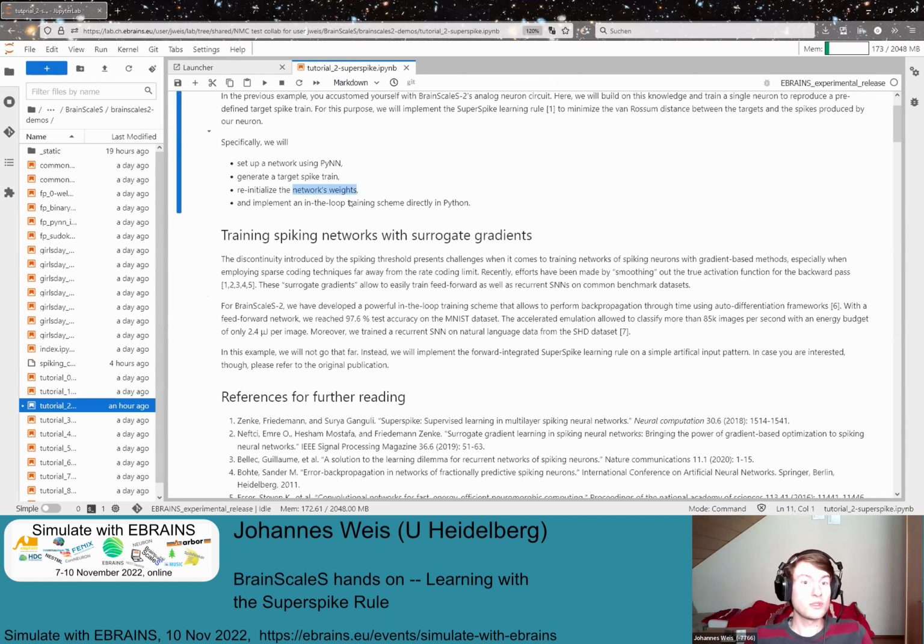It will not reproduce the exact same membrane trace because it only learns to reproduce the spike train, not the whole membrane potential. But we will look at how this in-the-loop training scheme can be implemented directly using PyNN in this notebook.